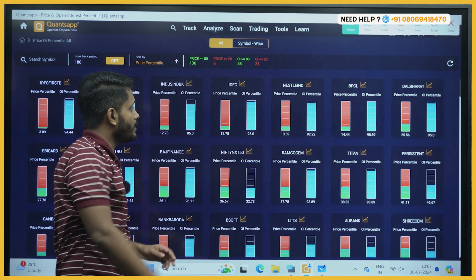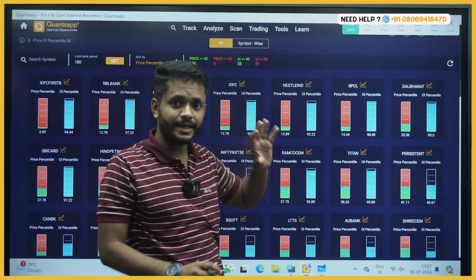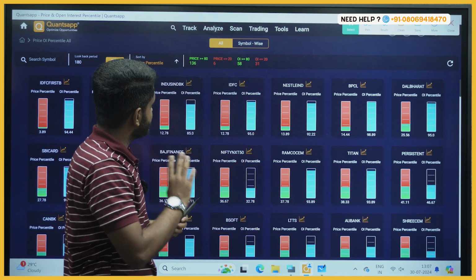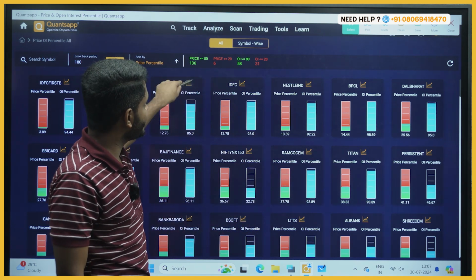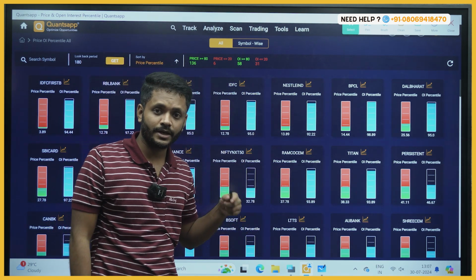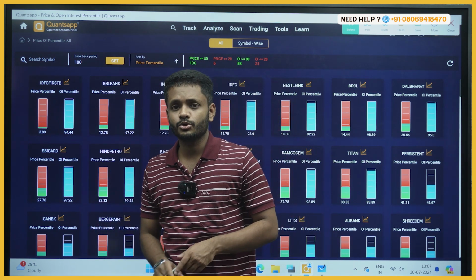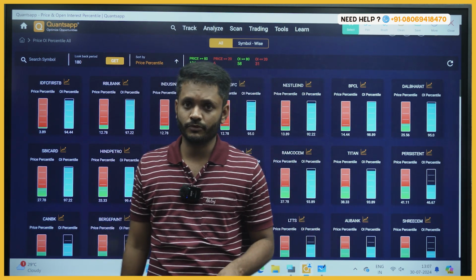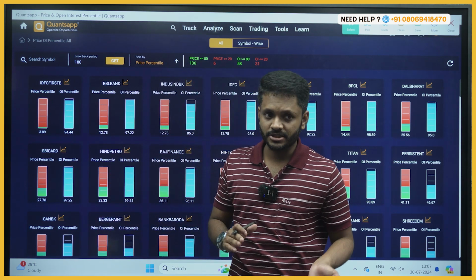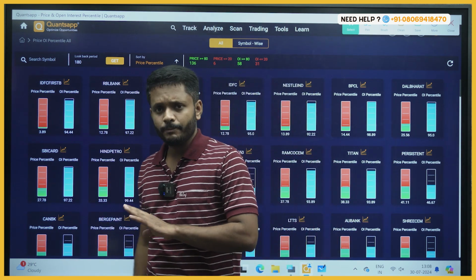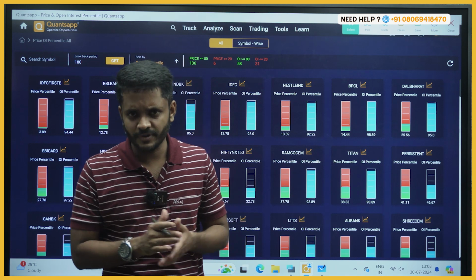Now here from this you are getting an overall sentiment of the market. Now see, price percentile greater than 80, there are 136 stocks wherein the price percentile is greater than 80. So based on this, I can conclude that the overall sentiment is bullish as of now. So I won't go and plan a bearish trade. Correct. So I hope how to use this tool is very much clear.